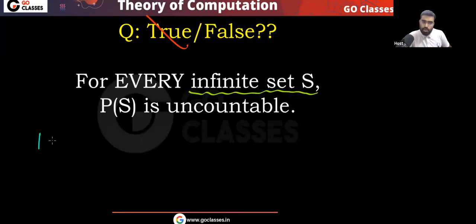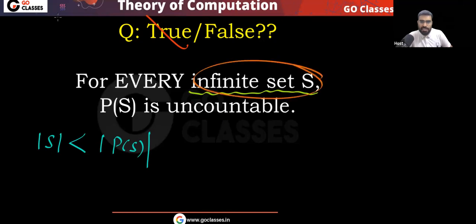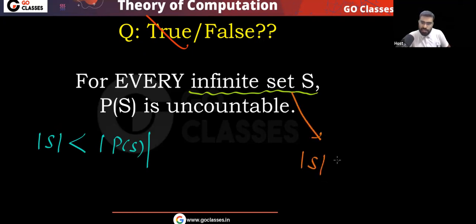you have set S. So you know that the cardinality of S is strictly less than the cardinality of P(S). Now, what is the minimum level of S? S is an infinite set. So the minimum level of S is countably infinite. Very good. So can I say the cardinality of S is greater than or equal to aleph null? Agree with me? Yes or no?